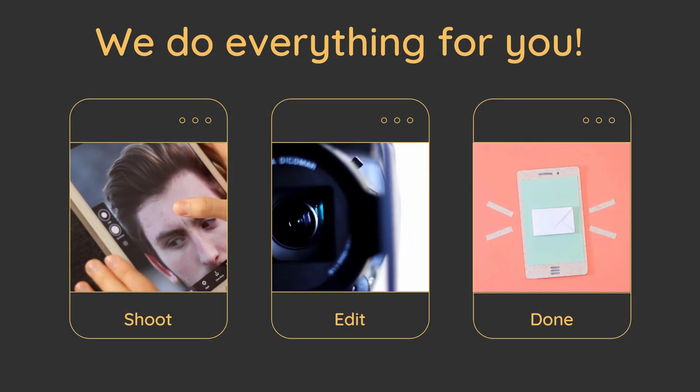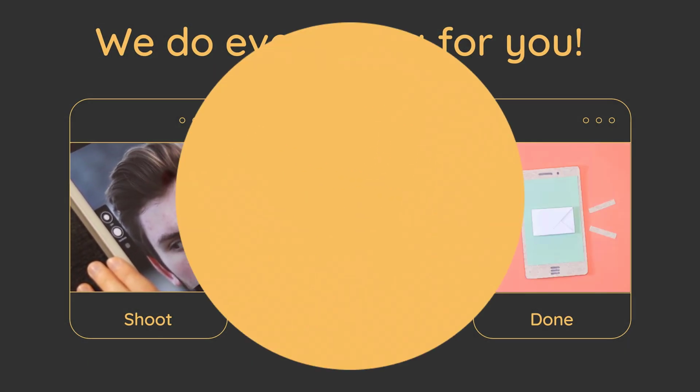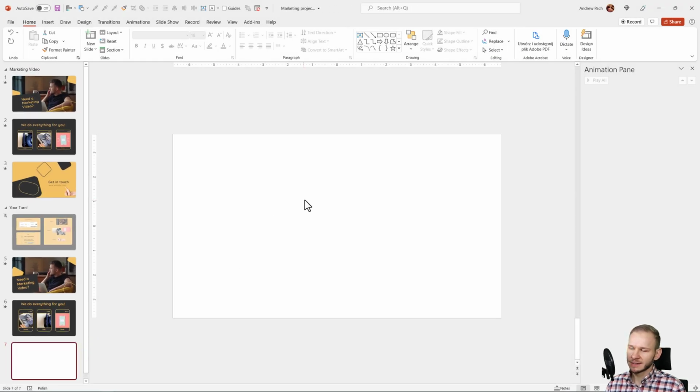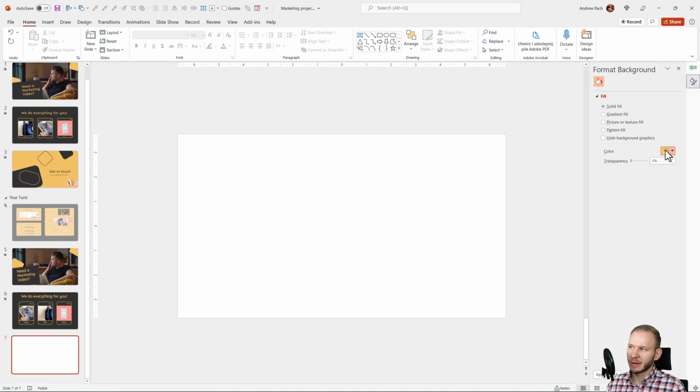In this lecture, I'll teach you how to create a custom transition like this in PowerPoint. Very soon, we will proceed to the next slide, and the next slide, this time, when I select the format background, will be yellow.